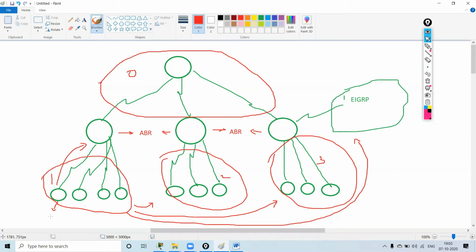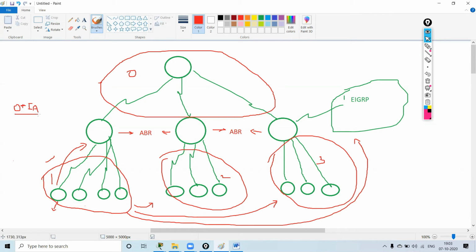So what does OSPF stub do if I make an area a stub area? The routers in that area will stop external LSAs. They will stop the LSA 5, the external routes. They will simply replace those external routes with O*IA routes.